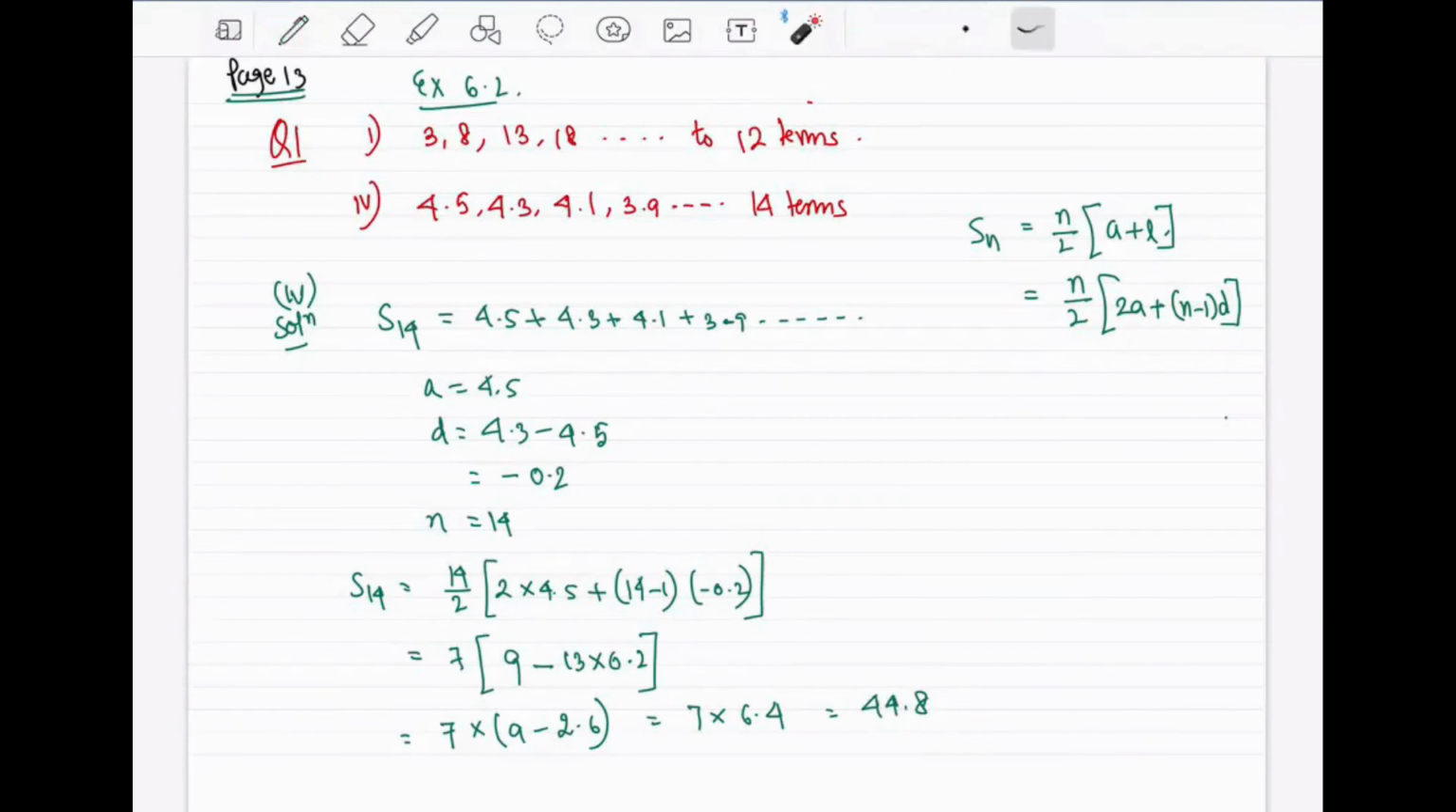So if you continue adding this and this, how much is it? 8.8. Continue, 8.8 and 4.1 is 12.9. Continue, 3.9 added with 12.9, it will be how much? 16.8. If you continue adding up to the 14th term, then we will have 44.8 as the result.